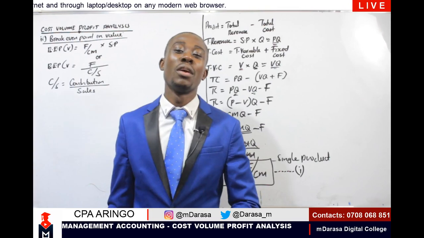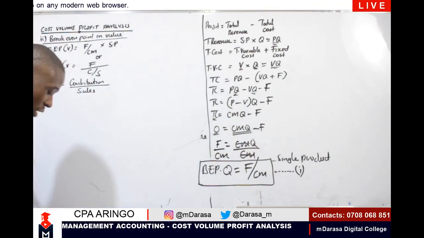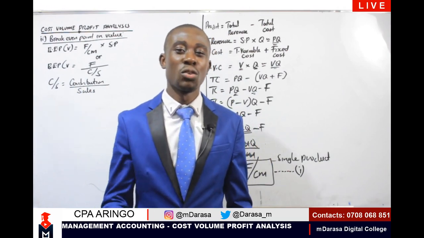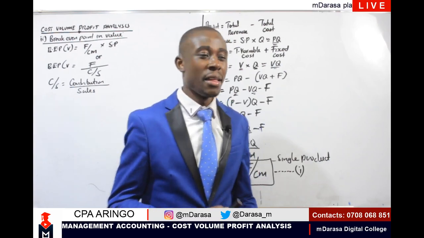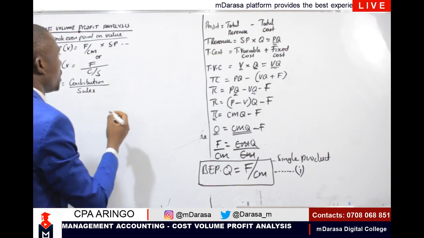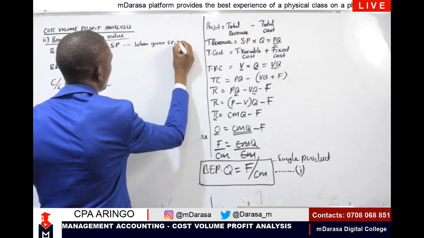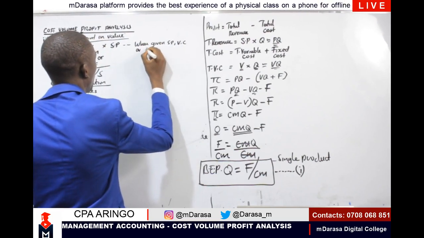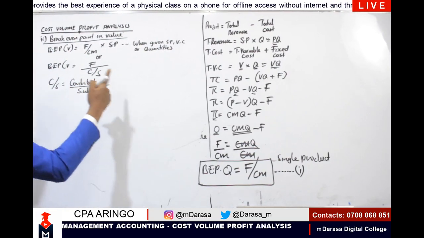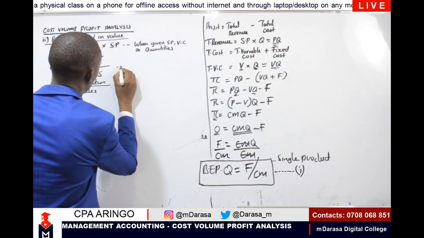Now, up to that point, we are very, very good. But again, at times when you are in an examination and you see these figures, you'll be like, oh, which one am I going to use? So I want us to solve that issue right now. The best time to use this formula is when you are given selling price per unit, variable cost per unit, or quantities.